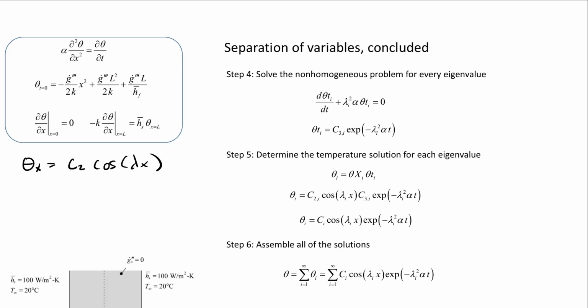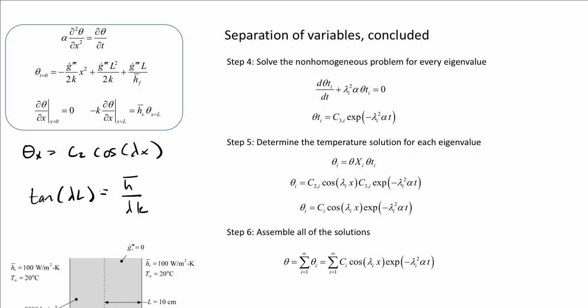Then we enforced the boundary conditions for this problem in order to get to an eigencondition in the homogeneous direction. The eigencondition is tangent of lambda L is equal to h bar over lambda k. So we have this periodic solution which gives us a bunch of different lambdas, and that's our form of the solution in the homogeneous direction. Okay, so we are this far.